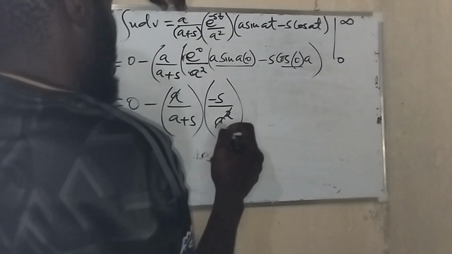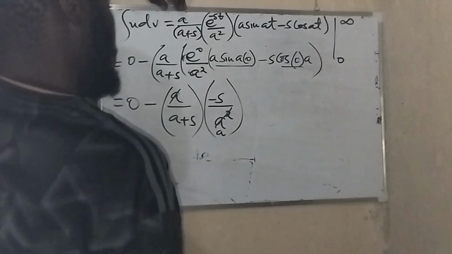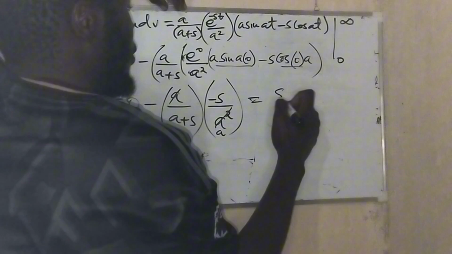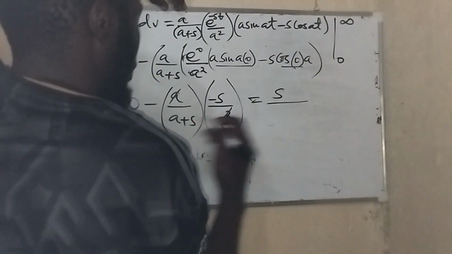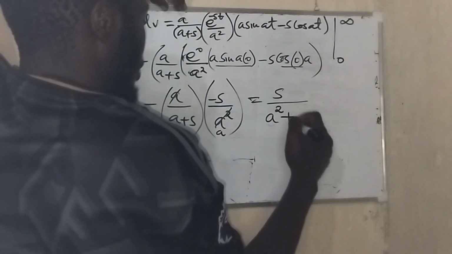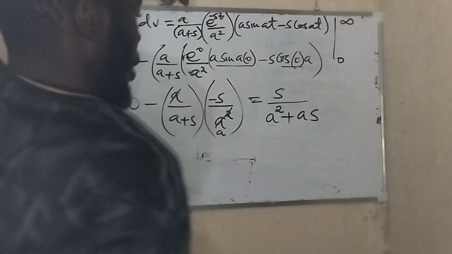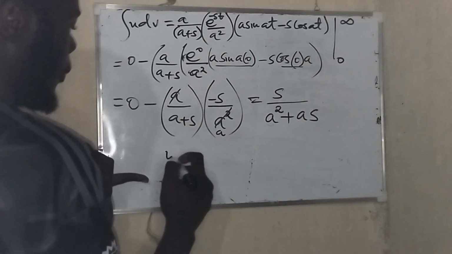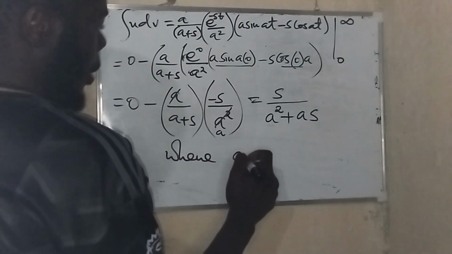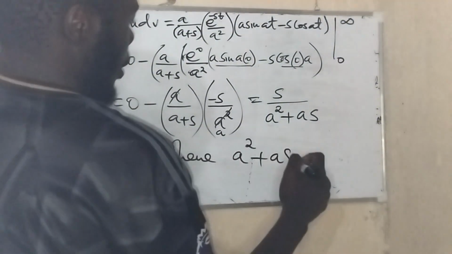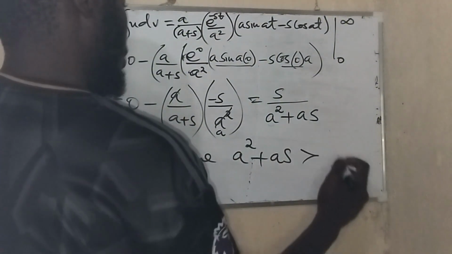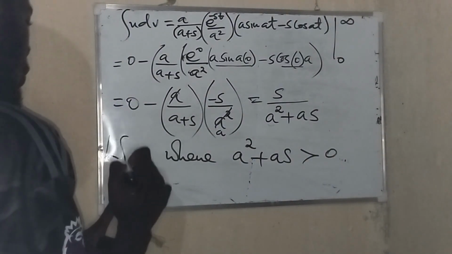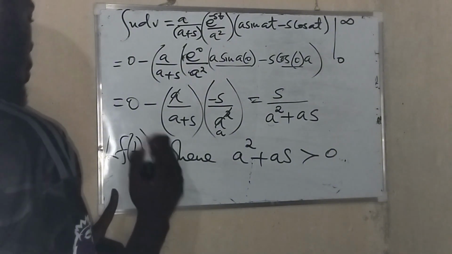So a goes here, a times, so we shall have negative negative positive, so s over, if you expand, a squared plus as, where we have a squared plus as being greater than 0. So we have our final answer.